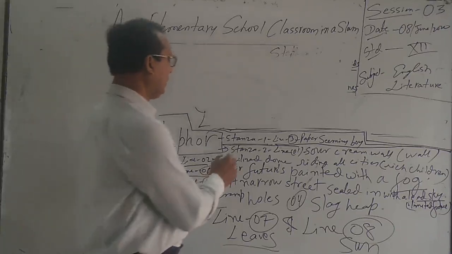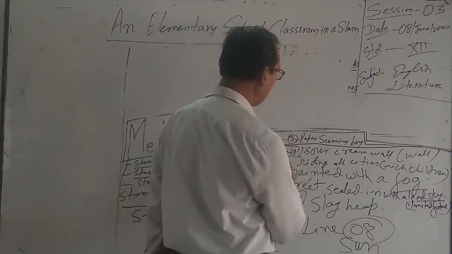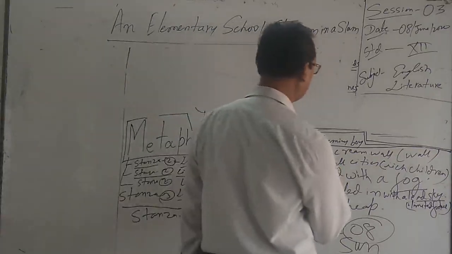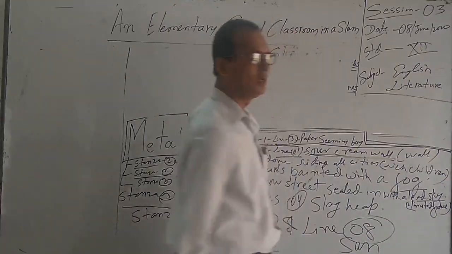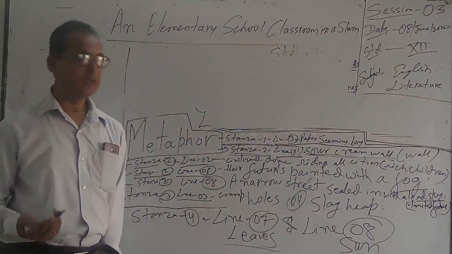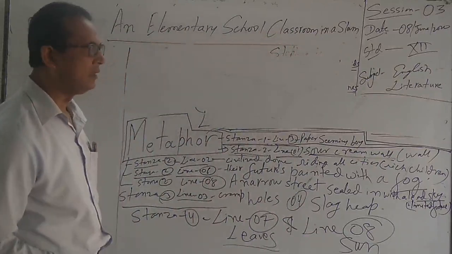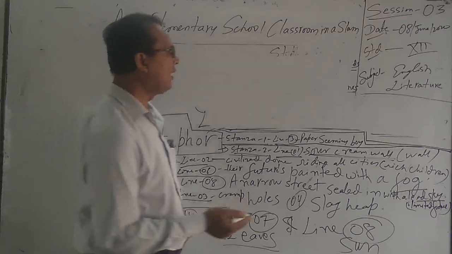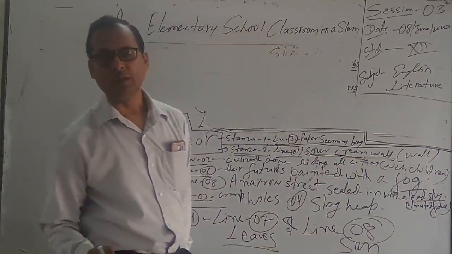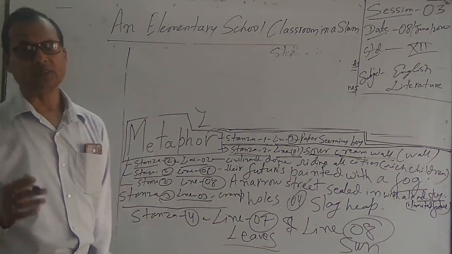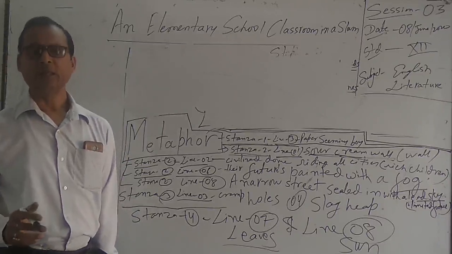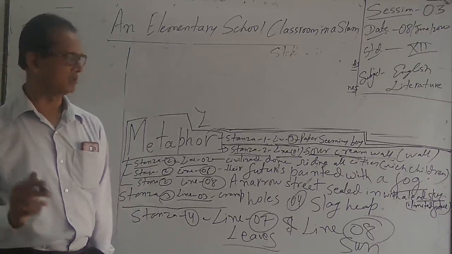Next one, stanza 2, line 1, "sour cream walls". Here in sour cream walls, the wall is described as being cream colored, but sour, which means dull. It means the children who are studying in this room are not happy and are not given proper nutrients.